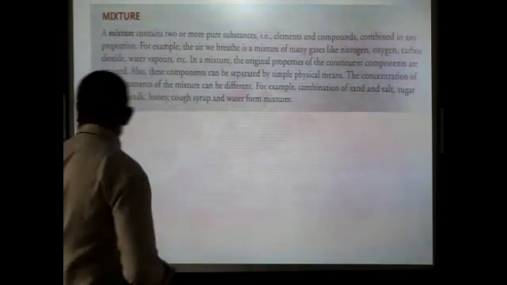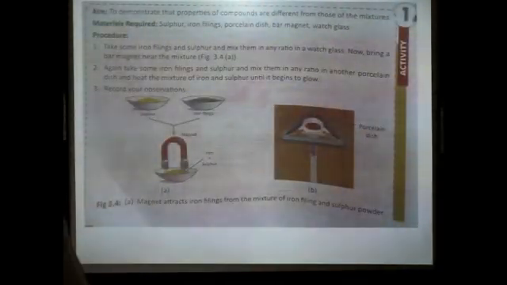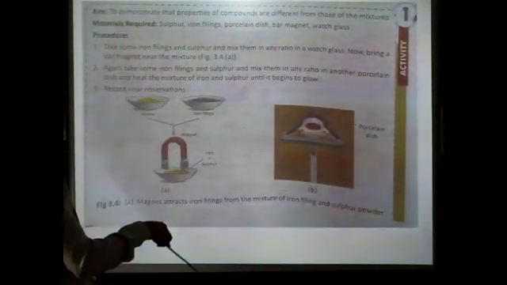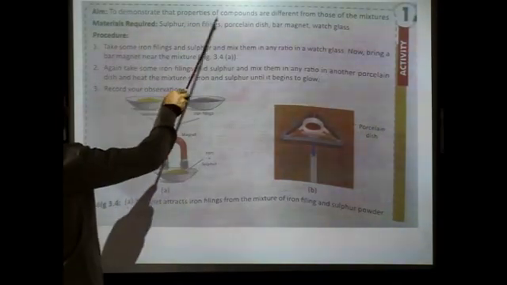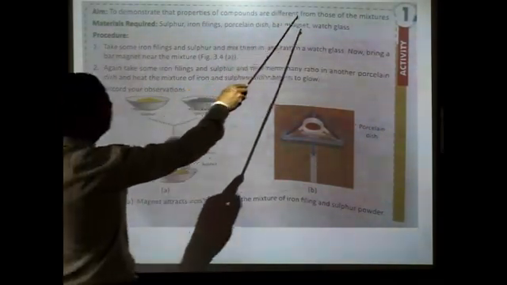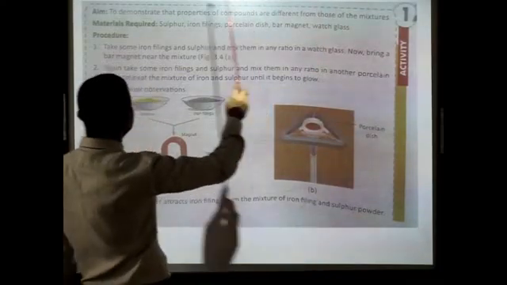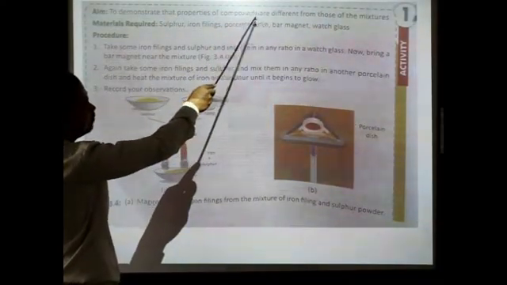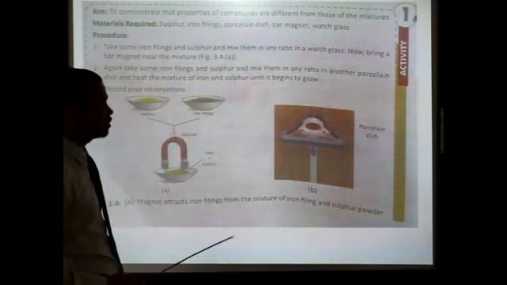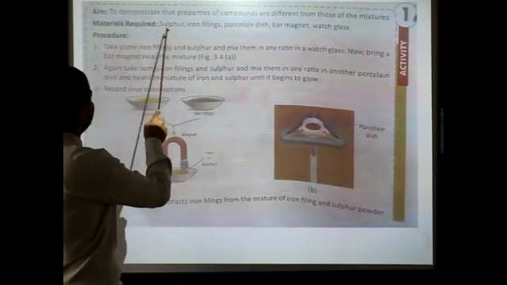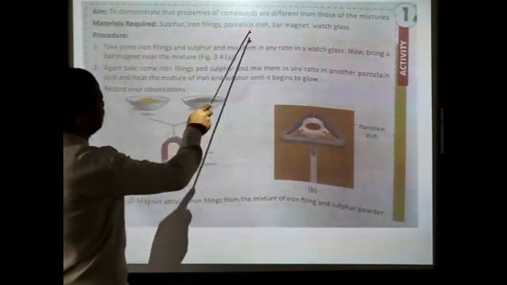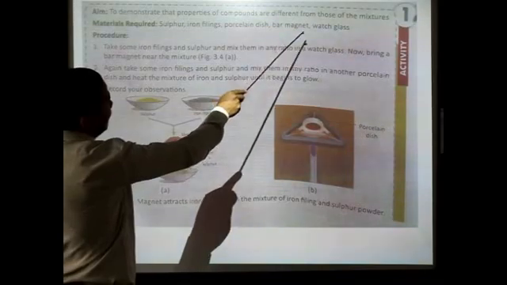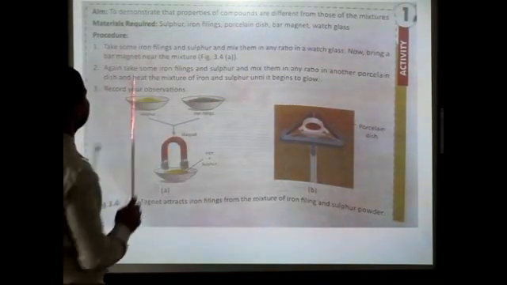Okay, then let's see this one. Aim: what is the aim of this activity? To demonstrate that properties of compounds are different from those of mixtures. Materials required: sulfur, iron filings, porcelain dish, bar magnet, watch glass.